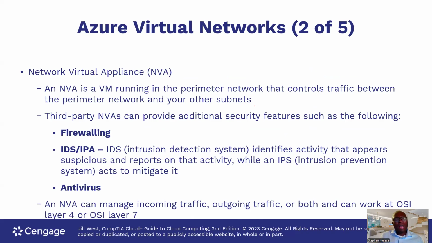Now let's talk about network virtual appliance, NVA. This is a virtual machine running in the perimeter network, and that controls network traffic between the perimeter network and other subnets, right? So you can have, like, the hub and spoke, and then the hub can control the traffic that is going to all these spokes, right? So that's the function of a network virtual appliance.